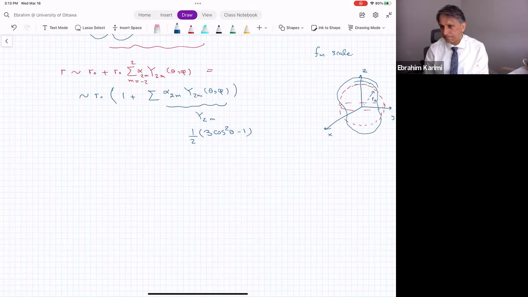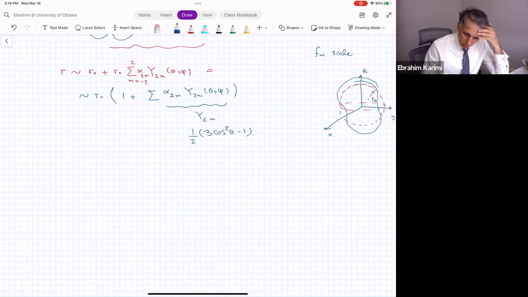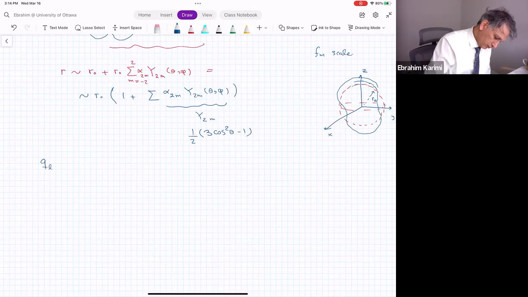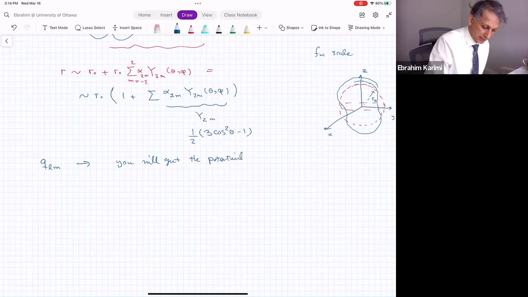Now, I am asking you what will be the charge, the multipole expansions associated to this. Definitely, if you do the calculation for QLM, first of all, you have to do the calculation and you will find out what is the QLM. And from this QLM, you will get the potentials that contribute to the field. Not all those will contribute, okay? So only a few of those terms play a role.